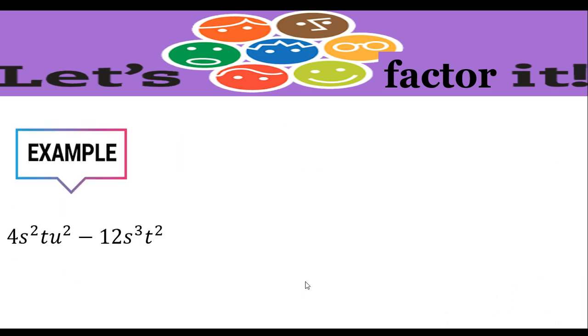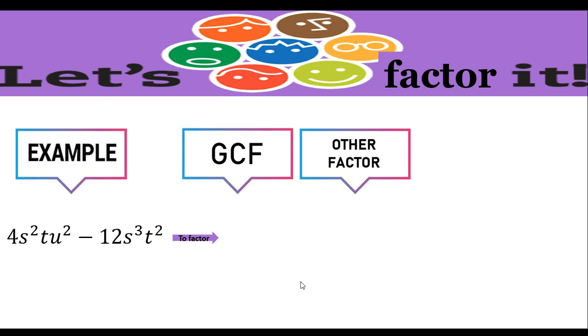Next example. To factor this, get first the GCF and the other factor. It is very obvious that 4 and 12 are both divisible by 4, and that's the highest number that we can divide 4 and 12. In terms of variables, for s squared and s cubed, we have to consider the least, so we select s squared. For t and t squared, the answer is t.